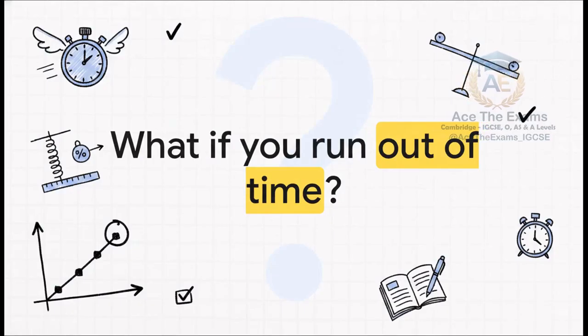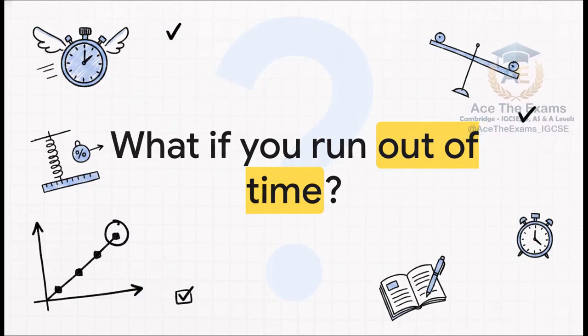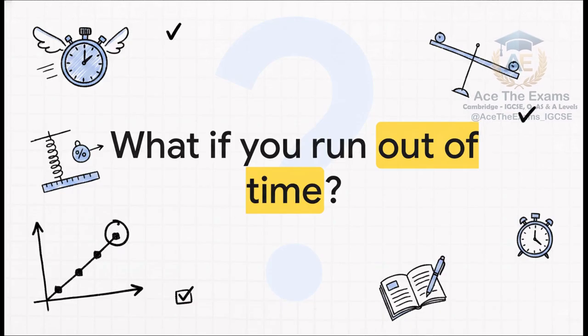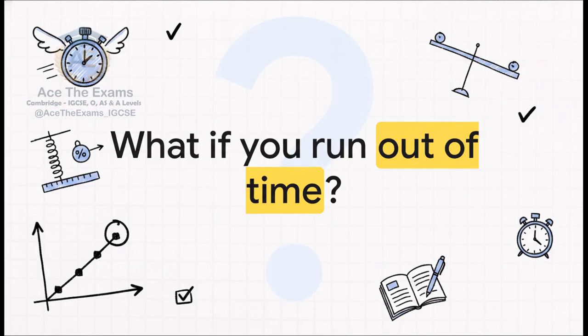So, you now have the exact framework to secure maximum marks on practical data questions. You know how to check for reliability, spot anomalies, and use the right terminology for Hooke's law and moments. But here is a massive, unresolved problem. What if you run out of time?